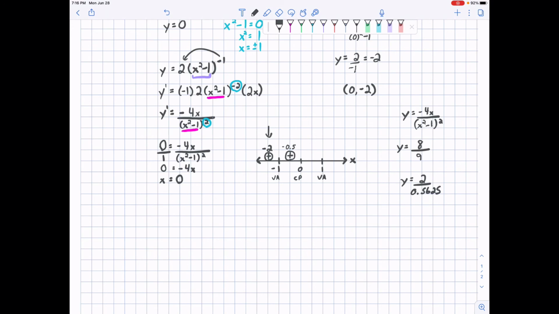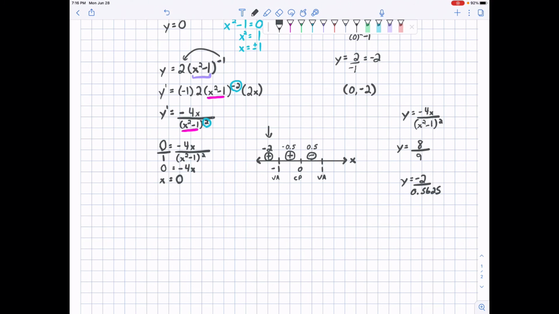Now, there's my critical point. So now I'm going to choose a number between 0 and 1, which is 0.5. So now we're going to plug in positive 0.5. And the nice thing here is the only thing that changes is the sign of the numerator. So that now becomes negative 2 over 0.5625, which gives me a negative value. What I really hope you're taking away from this is I'm not actually fully calculating or evaluating the expression. I'm just figuring out whether it's positive or negative. That's basically it. And that's going to tell me what the slope is.